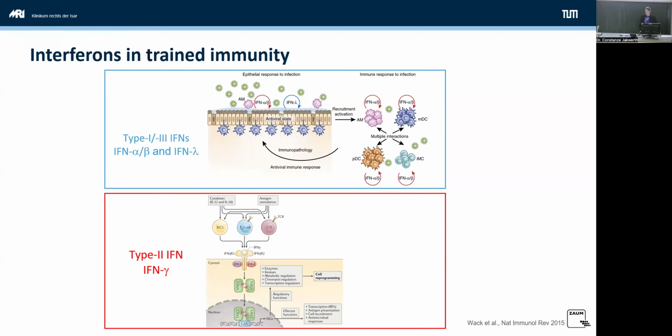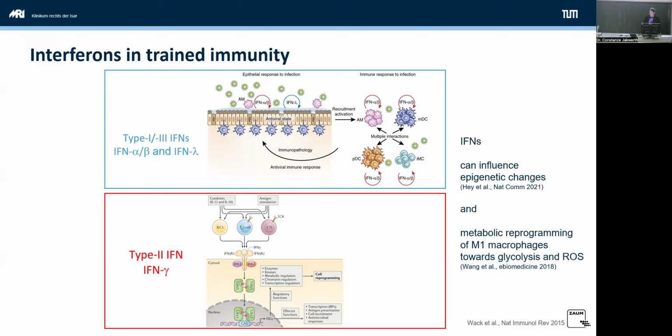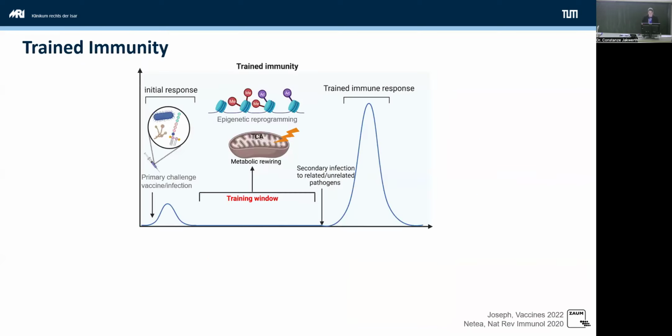On the other hand, we have type 2 interferon, which is also an interferon, but it's mainly expressed by infiltrating immune cells, by the ILC1s, TH1s, and CTLs. These interferons are, however, not only important for the spontaneous immune response, but they can also influence epigenetic changes and metabolic reprogramming of M1 macrophages towards glycolysis and ROS, or reactive oxygen species. Why am I mentioning this?